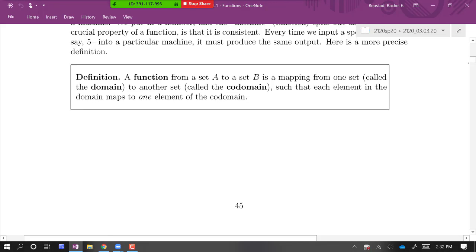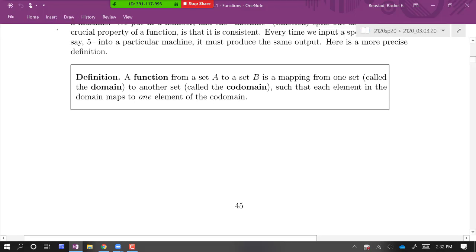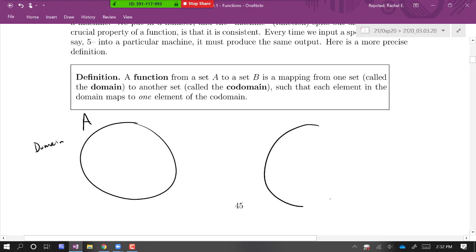A function is really like a machine that maps certain inputs to certain outputs. In fact, the term mapping is synonymous with function. And you have some set over here, I'll call that set A, which we call the domain. And then what the function does is it takes domain elements and maps them to some other set over here, which we call the codomain. So I'll call this function f.